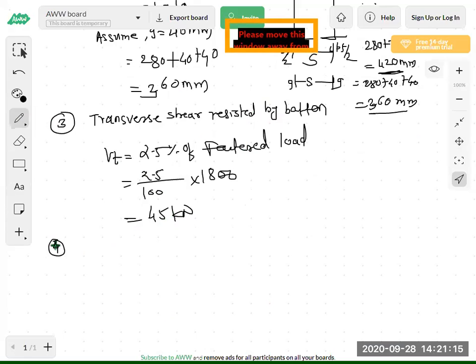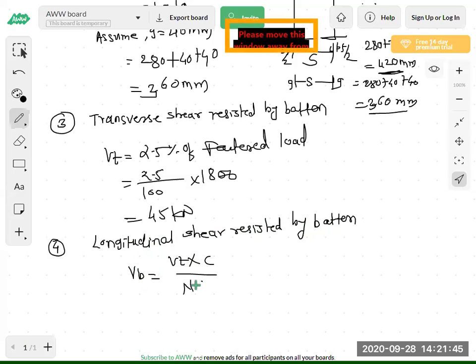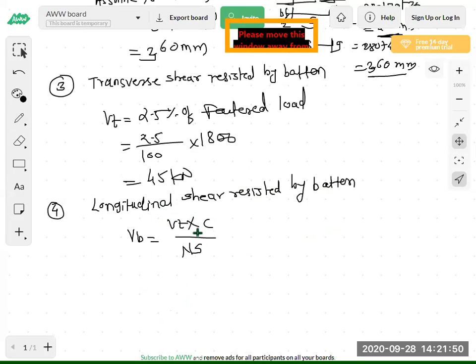What is number 4? Longitudinal shear we have to calculate now. So now, longitudinal shear resisted by batten. Longitudinal shear is nothing but Vb. So Vb is equal to Vt into C divided by N into S. So this is the formula for longitudinal shear.